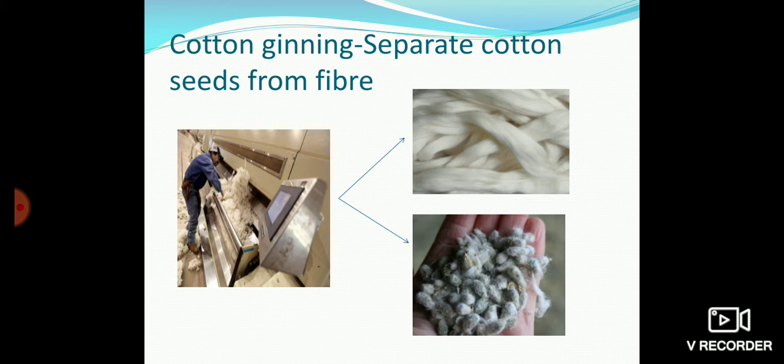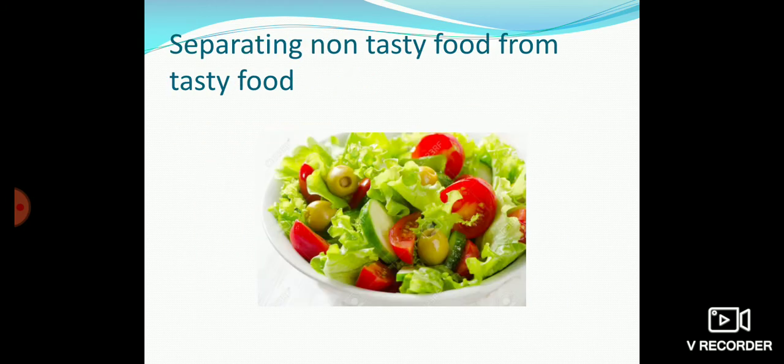This example you have studied in your chapter 3, Fiber to Fabric. I hope you remember it. What is cotton ginning? A process in which cotton fiber is separated from cotton seed. So, this process, cotton ginning, is also a separation process. We are separating cotton fiber from cotton seeds. Now see the next example.